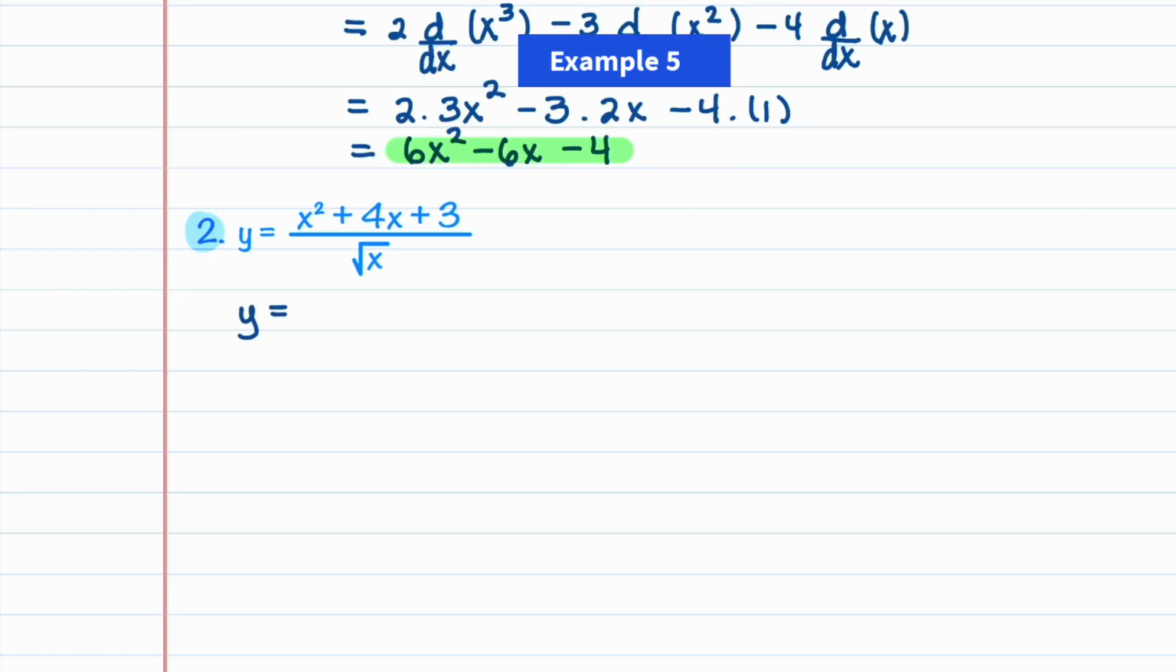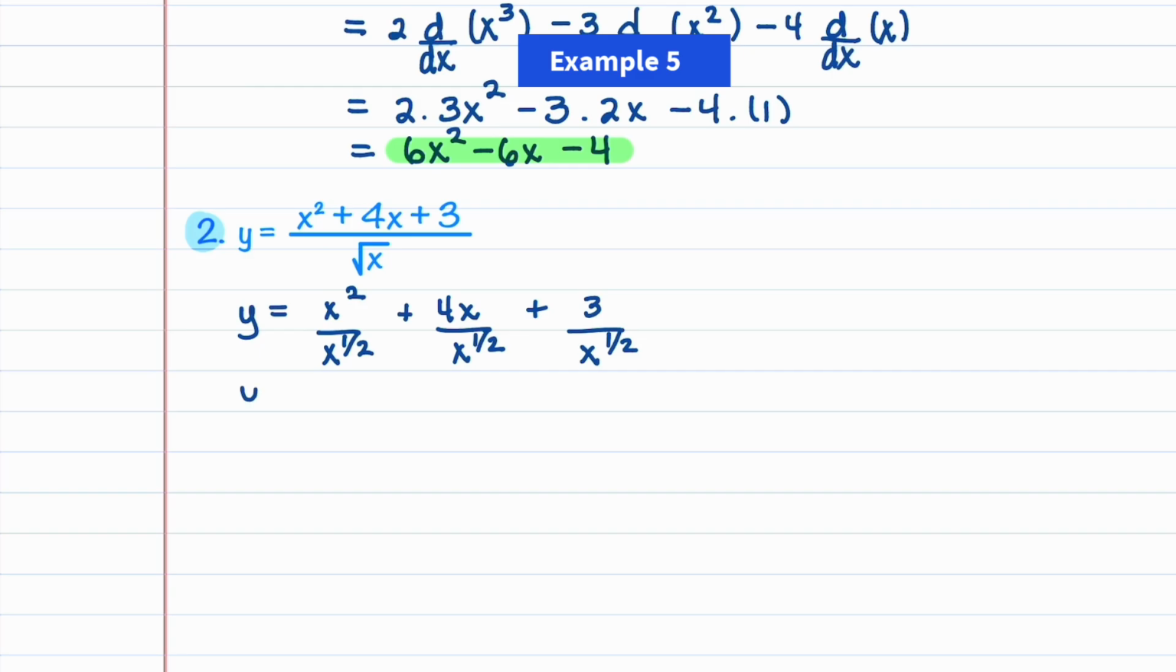This gives us y is equal to x squared divided by x to the 1/2, plus 4x divided by x to the 1/2, plus 3 all divided by x to the 1/2. We can split this up because we only have one term in the denominator.